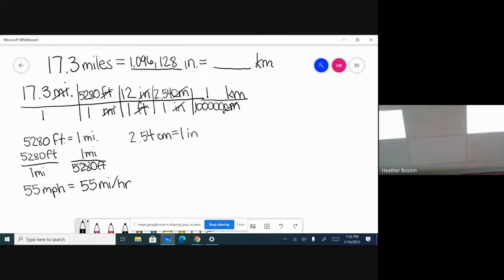Does everybody understand how I came up with the conversion factor between centimeters and kilometers? We can do more practice if we need. So in your calculator, you would multiply across the top 17.3 times 5,280 times 12 times 2.54, and then I push the equal sign. Then I do divided by 100,000, 1 with 5 zeros. And my calculator is going to give me an answer of 27.8 kilometers.